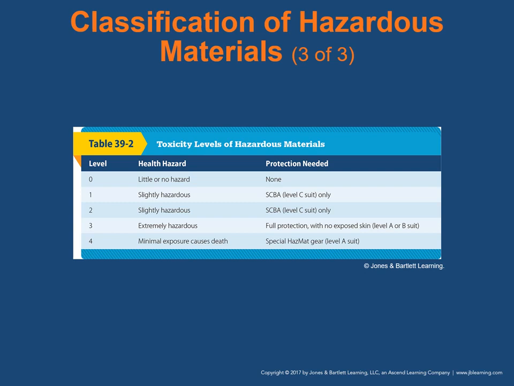This is table 39-2, and this is what we just went over, which is the toxicity levels of hazardous materials. 0 is little to no hazard, no protection needed, all the way up to 4, which is minimal exposure that can cause death, and it needs special hazmat gear, a level A suit. So you need to be aware of these, and remember, the higher the number, the greater the hazard.